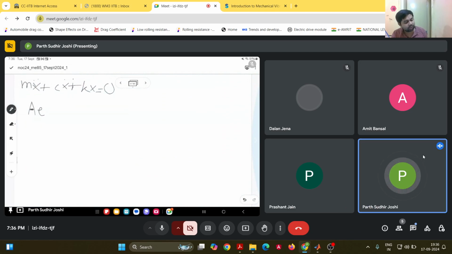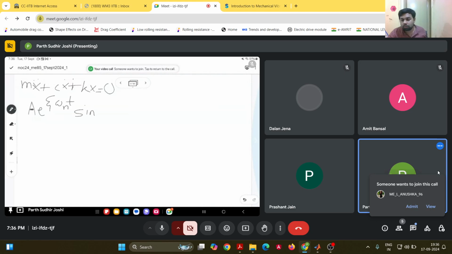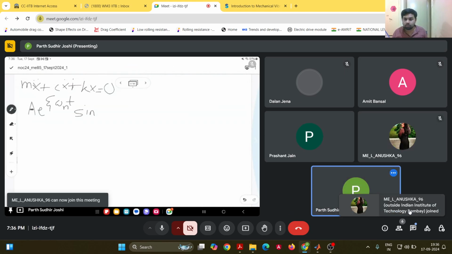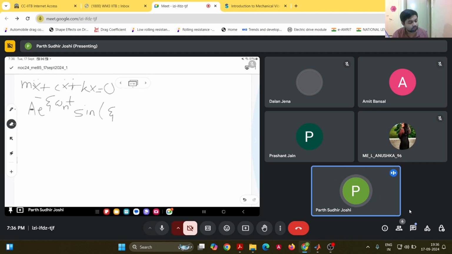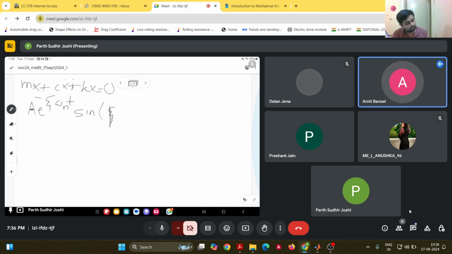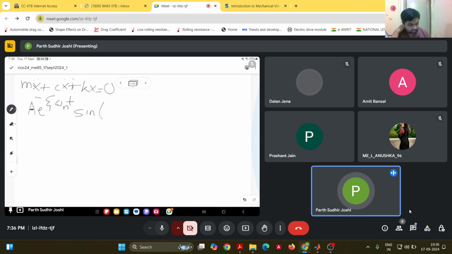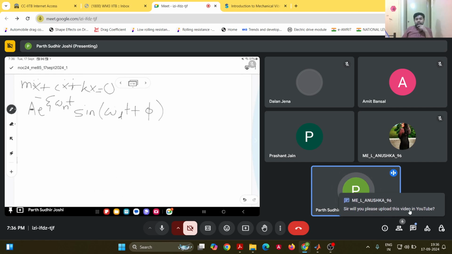So we will get some A e raised to minus zeta omega n t into sine of omega d t plus phi, where omega d is the damped natural frequency. This is the general form of the equation, right?